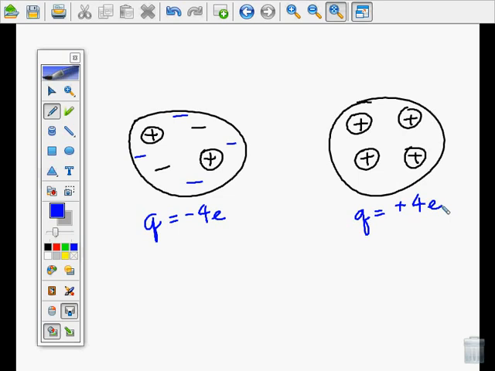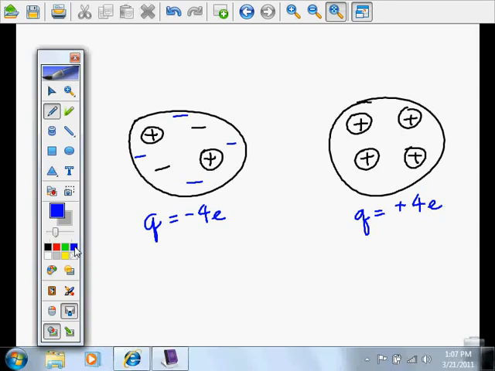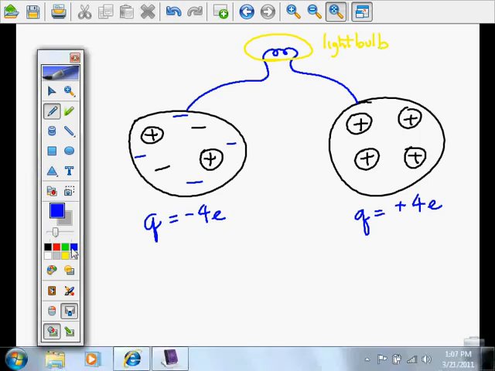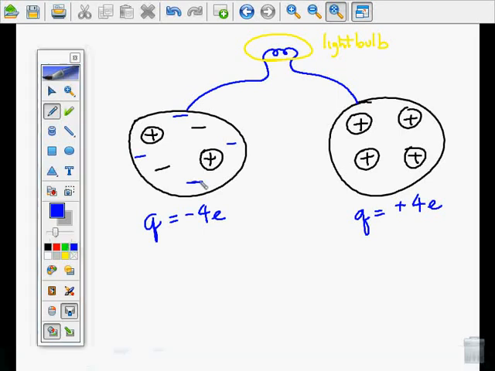And let's suppose this time we connect a wire, but this wire now is going to go through a light bulb, and then it's going to go to the other charge. So basically up here we have a light bulb. Now we know like charges repel, so these extra electrons are going to be like, hey, get away from me, get away.